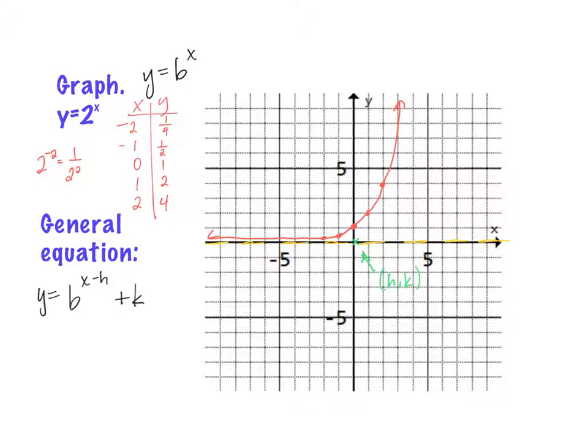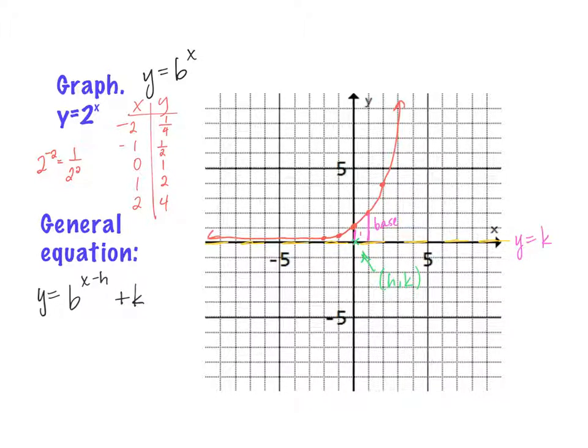Sorry, trying to figure out my colors here. So this is always going to be 1. This distance is always going to be whatever the base is. So working from that, we also know this asymptote is going to be at y equals whatever the k value is.